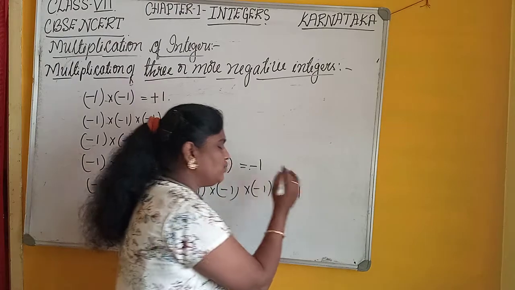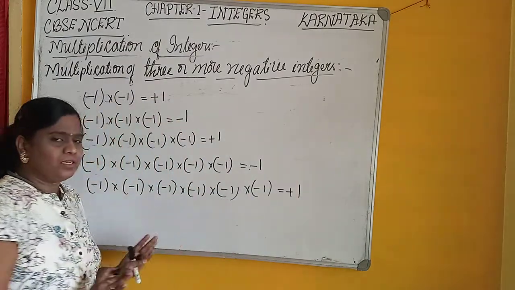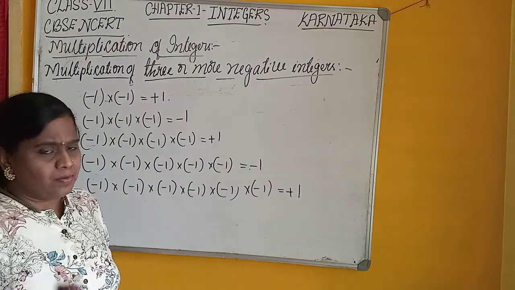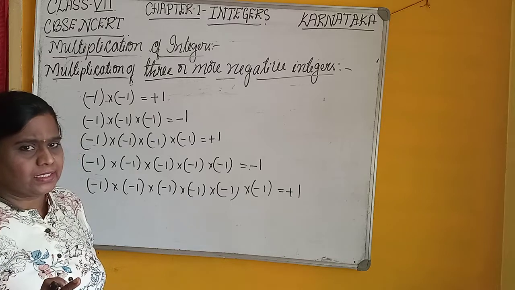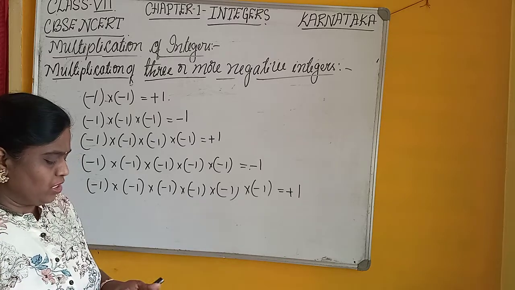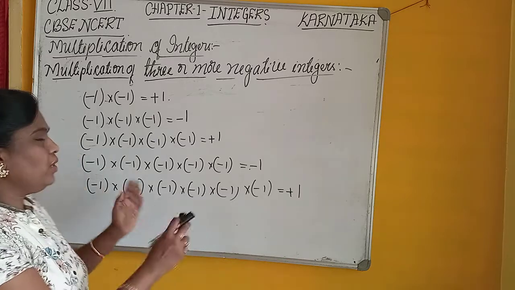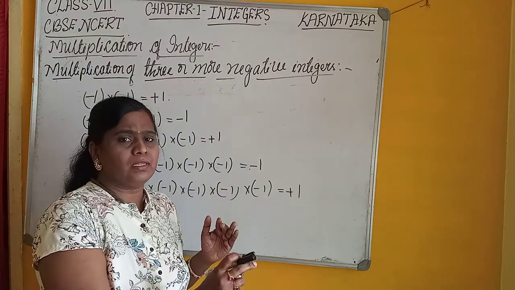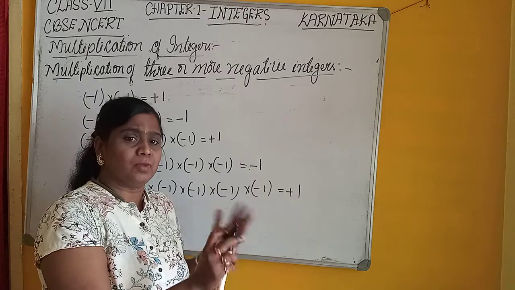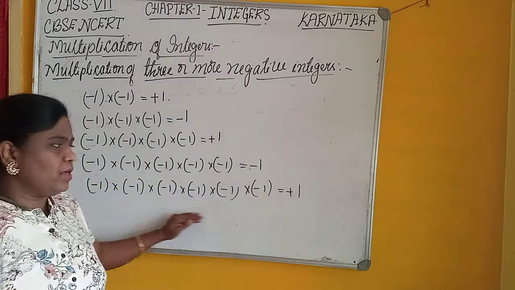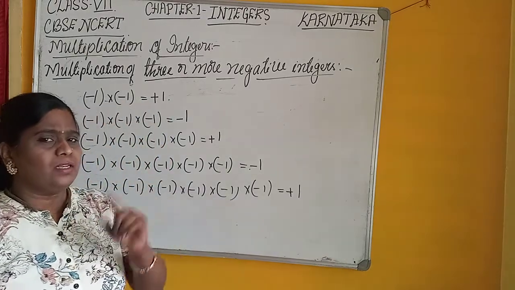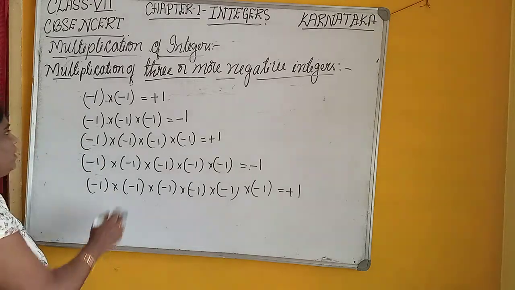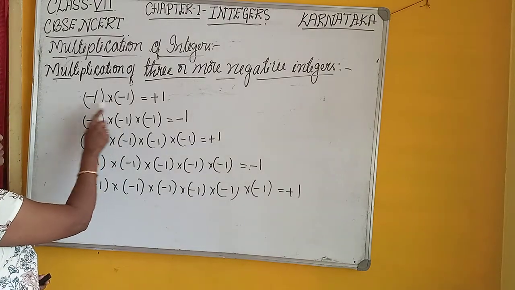What are we observing in every step? Can you guess? No. I will tell you. Here we are doing the steps by multiplying minus into minus plus, plus into minus minus, minus into minus plus, like that. But there is an easy method. Here, how many negative integers are there?